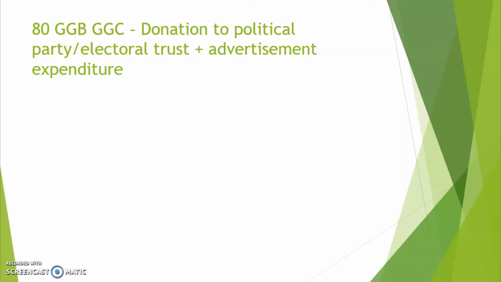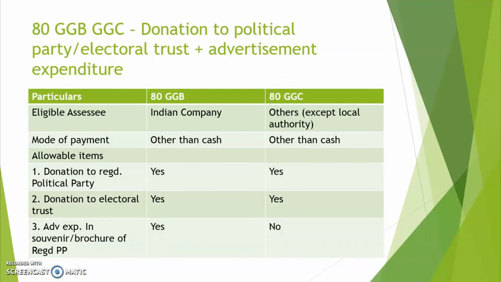So I've made a table and I've done a comparative study which will make it much easier for you to understand the topic. So let's check the table out. So first column particulars, second column 80GGB, and finally the third column 80GGC. So eligible assessee for GGB, it needs to be an Indian company. For GGC, others except local authority. So any assessee other than an Indian company except local authority can claim deduction under 80GGC.